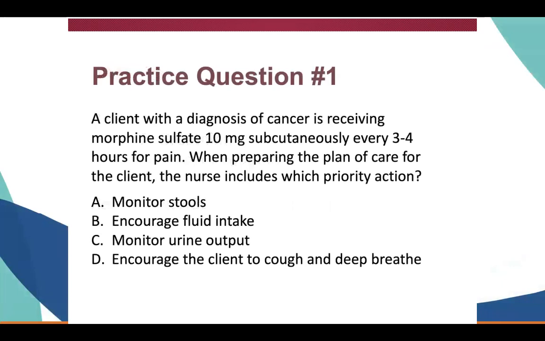A client with a diagnosis of cancer is receiving morphine sulfate 10 milligrams sub-Q every 3 to 4 hours for pain. When preparing the plan of care for the client, the nurse includes which priority action? Monitor stools, encourage fluid intake, monitor urine output, encourage the client to cough and to breathe.